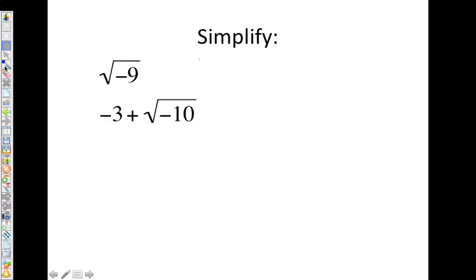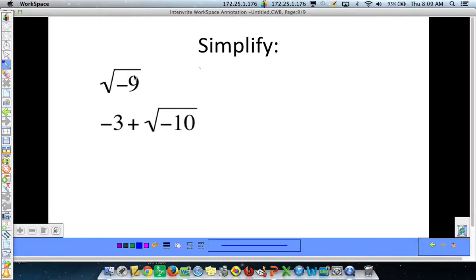Okay, so let's work with simplifying some of these square roots. So, for example, it says simplify. We don't want to leave a negative under the square root like this. So when you simplify it, break up square root of -9 into square root of 9 times the square root of -1. So square root of 9 we know would be 3. Square root of -1 would be i. So this is the same as saying 3 times i, or 3i.